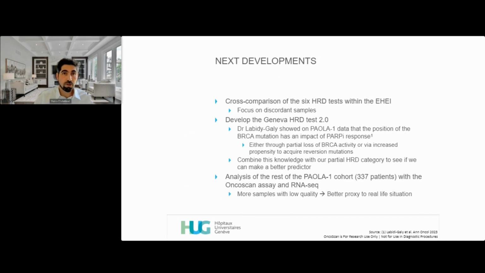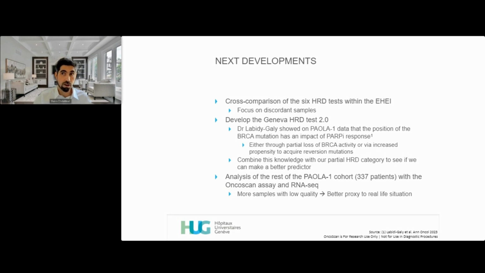So that brings me to the next development. Within the ENGOT initiative, we have the results from the 6 different tests, the 6 different labs, and there's going to be an analysis to focus on discordant samples to see what are the differences between them, which could lead to an improved test in the end. And on our side, we're going to collaborate with Dr. Labidi Gali, who recently showed on the whole POLA1 data that depending on the location of the BRCA mutation, it has an impact on the PARP inhibitor response. So we want to combine these 2 pieces of information with this partial phenotype that we've seen here and the information about the mutation to make sure that we have the best available test for our patients in Geneva.